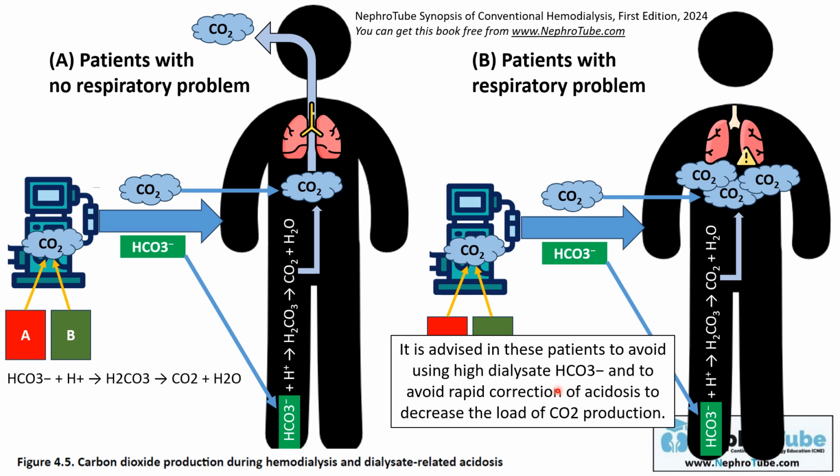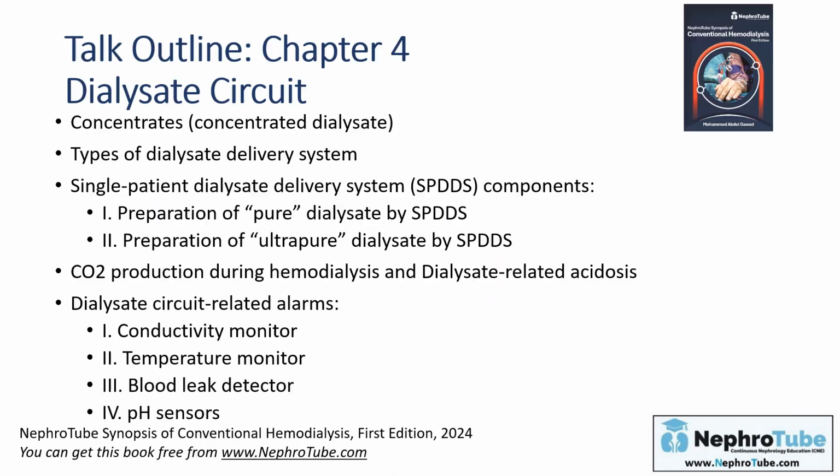This is why it is advised in these patients with respiratory problems to avoid high dialysate bicarbonate, to avoid this diffusion, and to decrease the formation of carbon dioxide within the dialysate. So it is advised in these patients to avoid using high dialysate bicarbonate and to avoid rapid correction of acidosis, to decrease the carbon dioxide load and production. And this is how dialysate can cause acidosis in patients with respiratory problems due to accumulation of carbon dioxide in their body, and this carbon dioxide will reform hydrogen again.